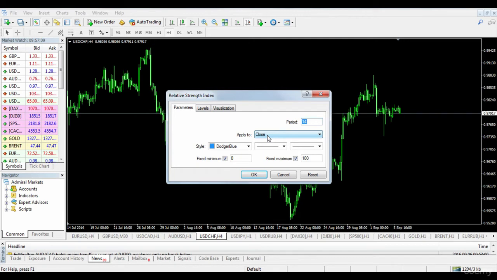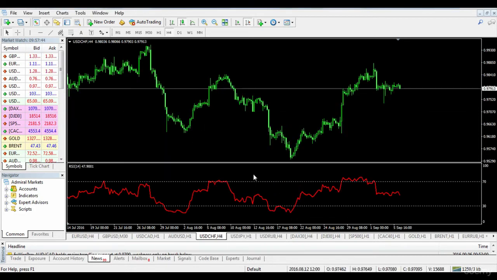In the field Apply To, choose what type of price we use for the calculation. We will choose the closing price. We can choose the color and thickness of the line. We will choose the red line and a little thicker in order to better see the line of the indicator. Click the OK button, and now we see the RSI indicator on the graph.